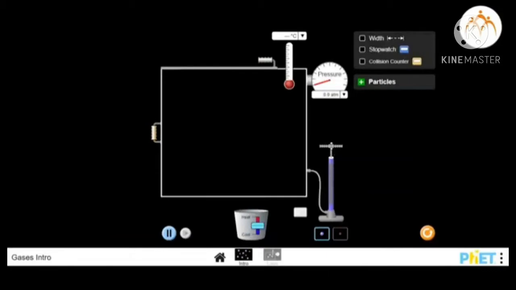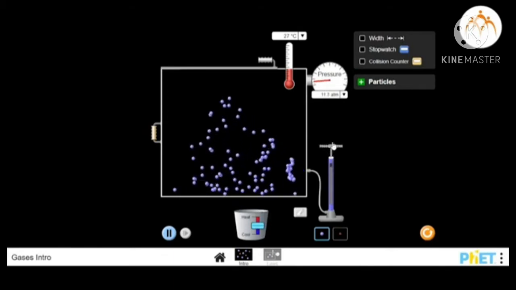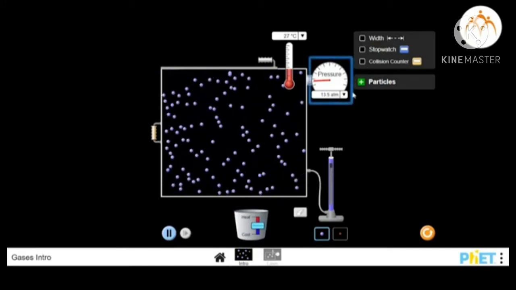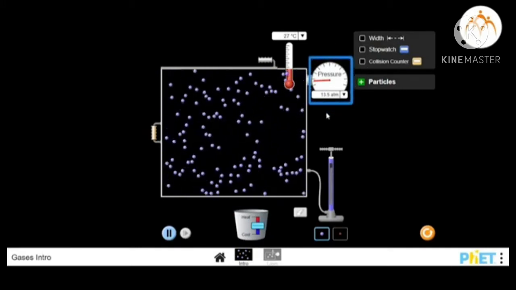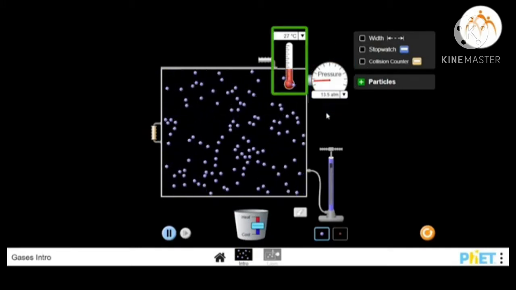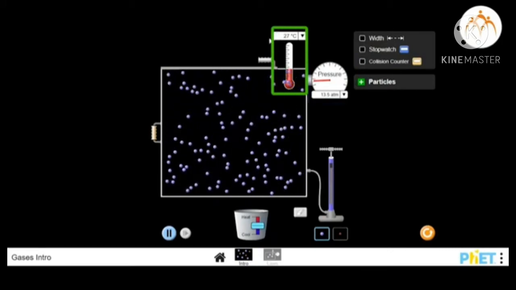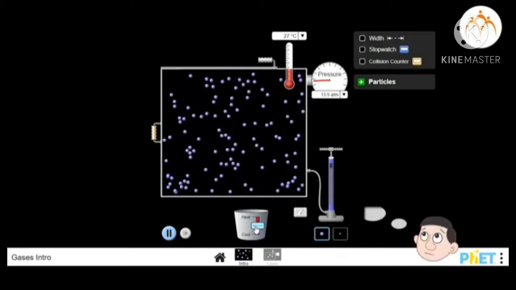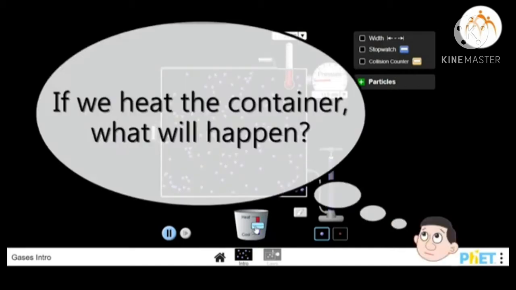We can use PhET simulation to learn how pressure builds up when gas is heated. Let me put some gas in the container. Container is closed with the lid. Pressure gauge indicates the pressure inside the container. Temperature inside the container can be seen here. Right now, volume is kept constant. If I heat the container, what will happen?